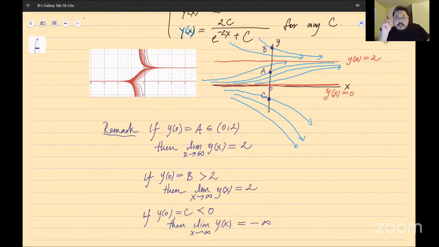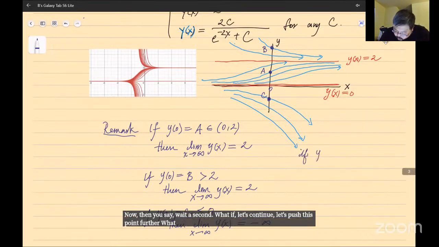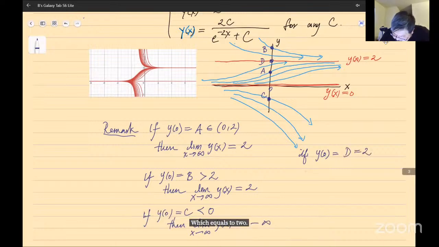Now, then you say, wait a second, what if, let's continue, let's push this point further. What if my initial point, y of 0, is equal to 2 to begin with? What's going to happen? Let's say this is a point D, which equals 2. What is the eventual limit of the solution? Does anyone want to give me an answer?